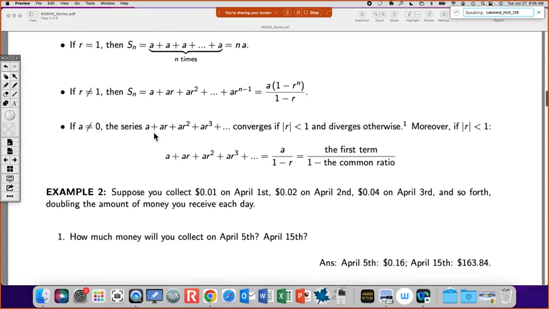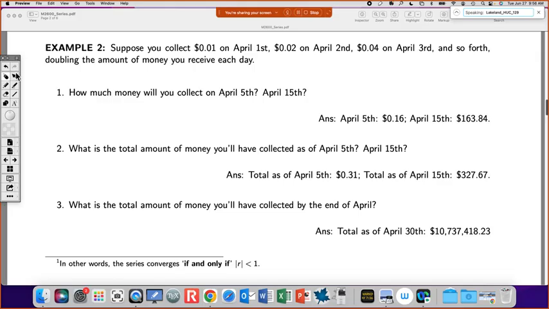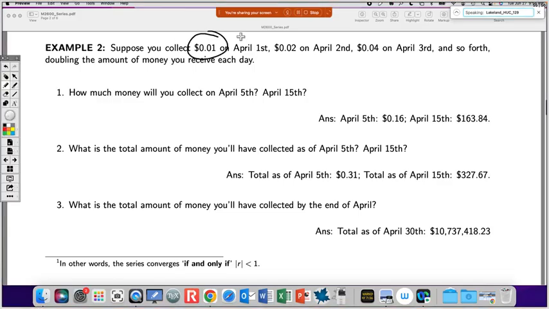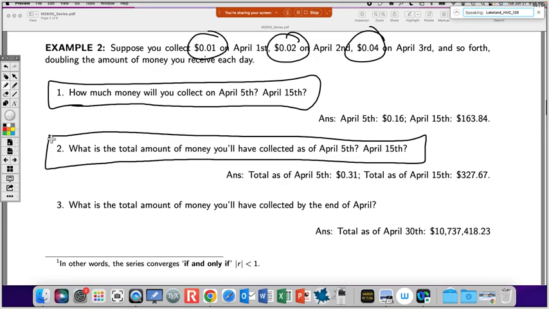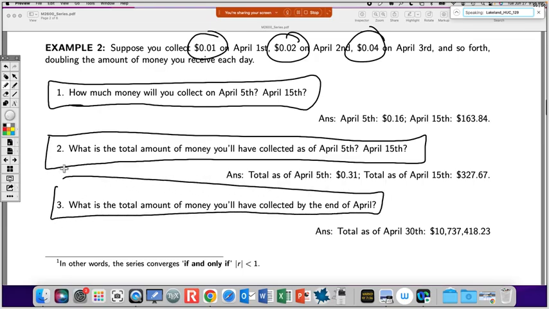All right, so let's practice these formulas. Suppose you collect 1 penny on April 1st, 2 pennies on April 2nd, 4 pennies on April 3rd, and so forth, doubling the amount of money you receive each day. How much money will you collect on April 5th, April 15th? What's the total money you'll have collected on those dates? What's the total amount of money you have collected by the end of April?